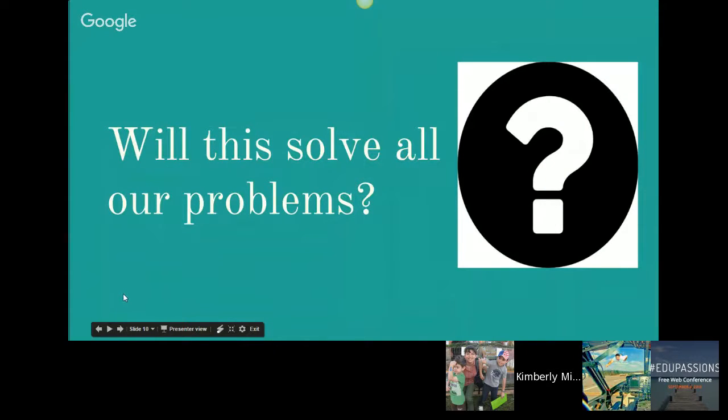And I have this question on my slide because, when I started thinking about this, I thought, is this going to solve all our problems? And I thought, oh, it's going to be so awesome, and all our parents are going to sign up. But ultimately, no. It's not going to solve all the problems that we have at our school.